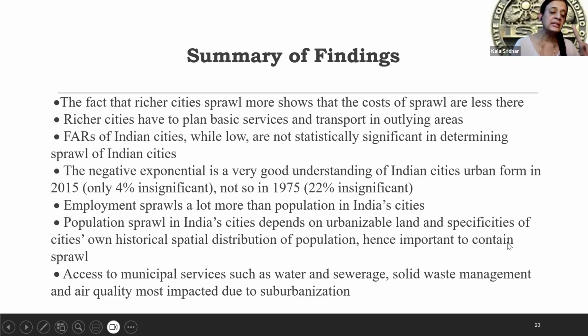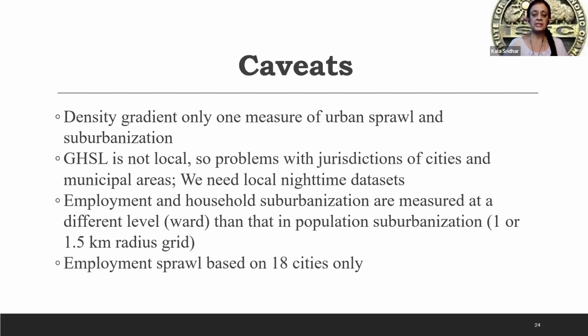And I found the negative exponential form is a very good explanation of Indian cities' urban form in 2015 when compared to their urban form in 1975. And we have found that employment sprawls a lot more than population sprawl. And access to municipal services like water and sewage and solid waste management are most affected, and air quality also is most affected due to suburbanization.